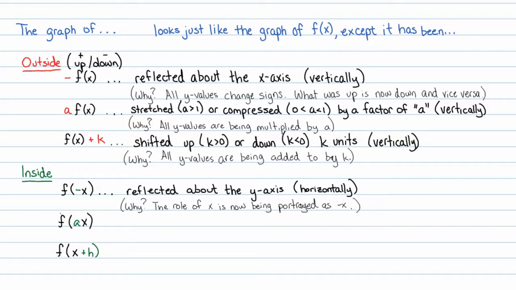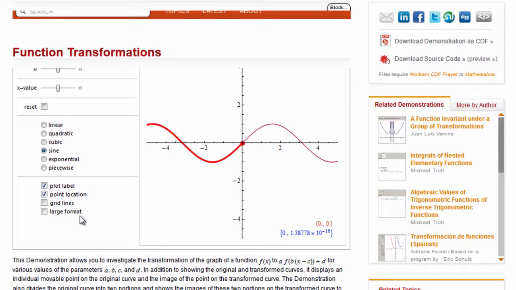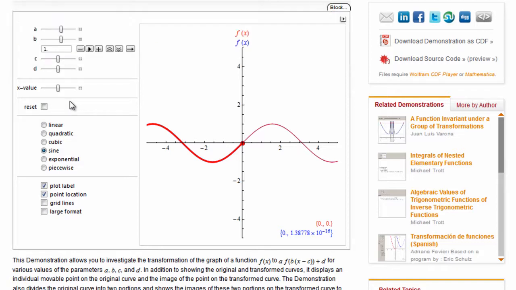Now let's move on to f of some number times x and see what this does. Now honestly, this type of transformation, f of some number times x, is very difficult to do with the functions that we know. So what I have to do is actually get a function that you don't know. This is the sine curve. So in red we have the sine curve. And in blue, which you can't see, is the exact same curve.